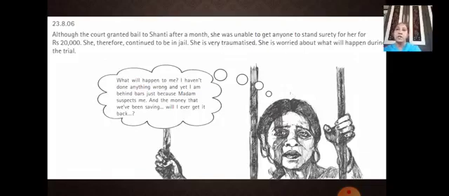Now, this is what Shanti is thinking in the jail because she doesn't have enough money for the bail. What will happen to me? I haven't done anything wrong, and yet I am behind bars just because Madam suspects me. And the money that we have been saving, will I ever get it back? She is worried about that hard-earned money also because the police has taken it in their custody. Okay, that envelope has been sealed by them.